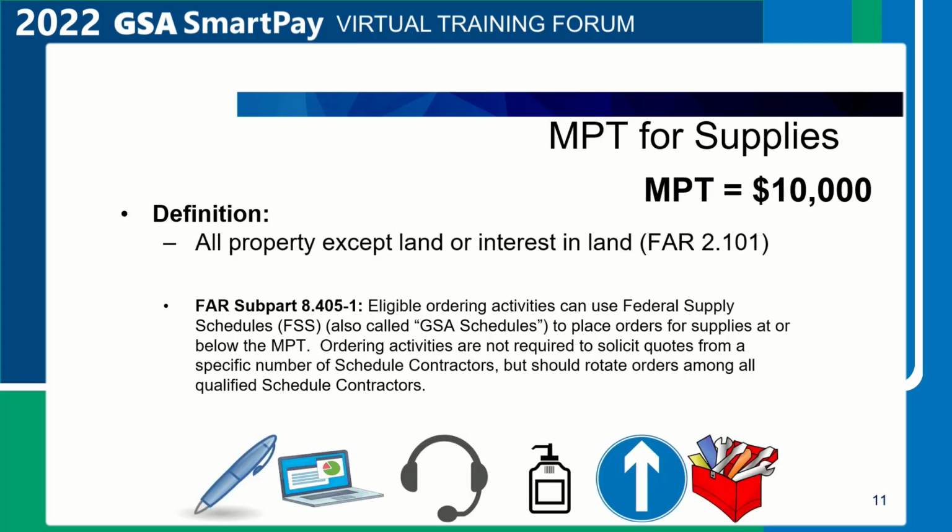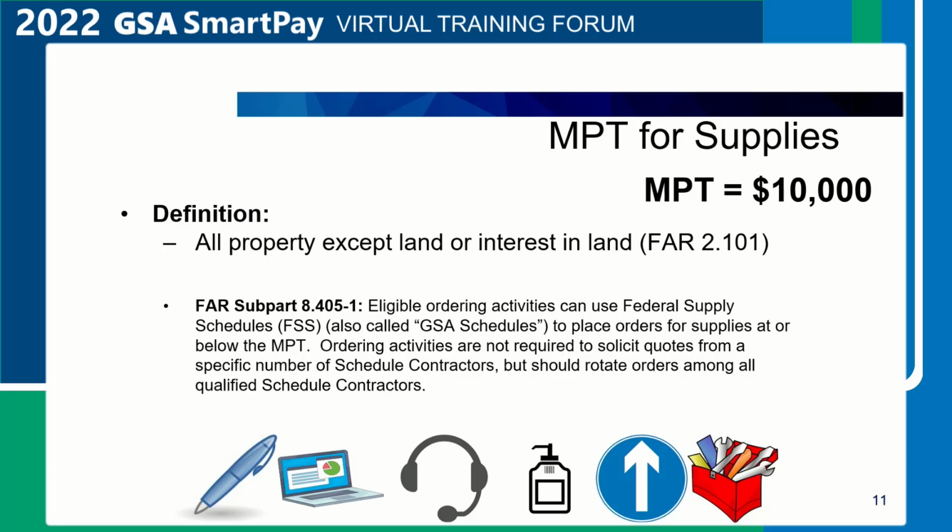Micropurchase threshold for supplies. Supplies are defined as property except land or interest in land. Supplies are tangible items that are required for official government use. As you see, we have some icons that show examples of supplies. The micropurchase threshold for the purchase of supplies is $10,000.